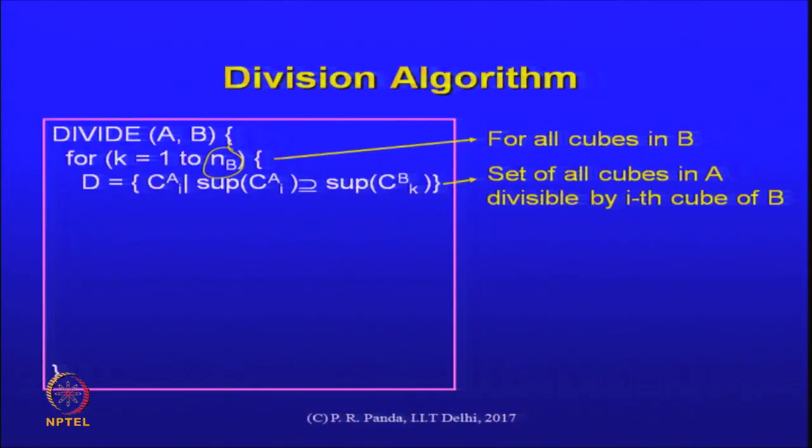I collect first those cubes of A that satisfy this relationship. The support set of that cube of A is a superset of the support set of the kth cube of B. What is this doing?